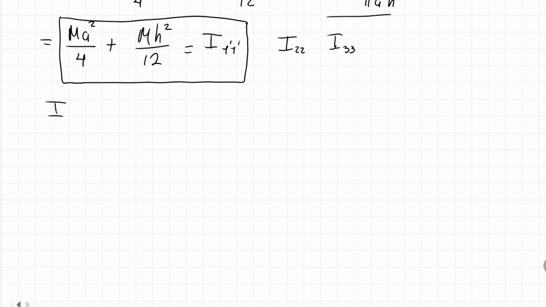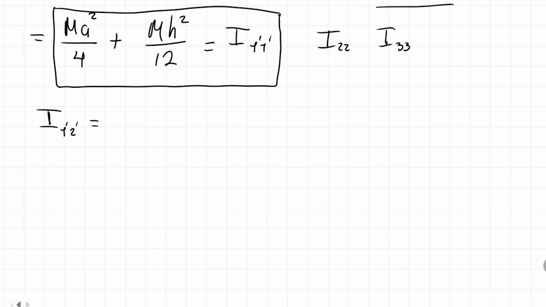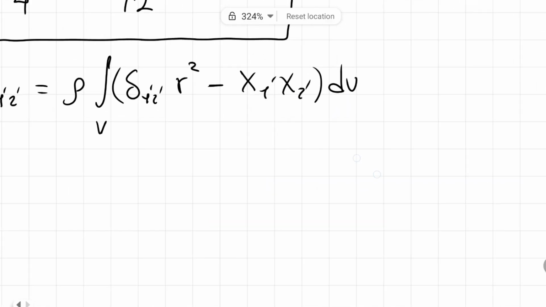Let's calculate, for example, the I12 component. What is this going to be? Well, this will be the density times the integral on a volume of the Kronecker delta I12 times r prime squared minus x1 prime, x2 prime, on a volume integral. Perfect. So as you can see, looking at this Kronecker delta has different indices, it will be equal to 0.